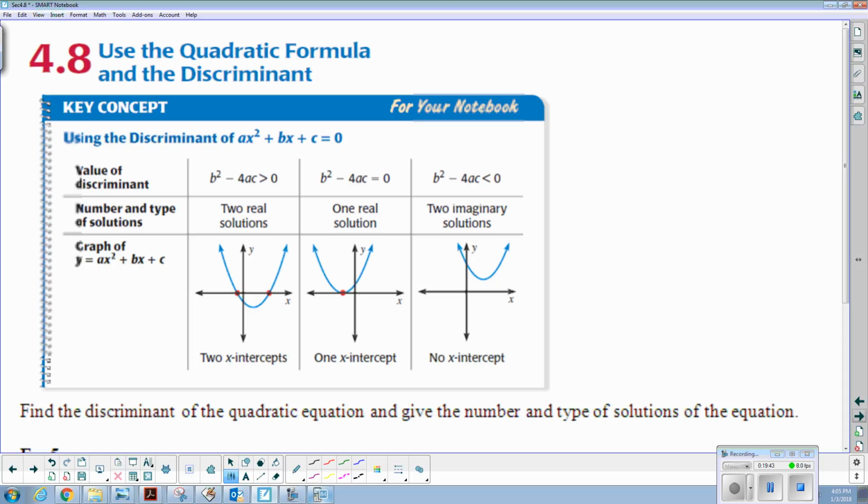Okay, the second part is using the discriminant. So the discriminant, again, is b squared minus 4ac. So here's your discriminant. You have three options. It's either equal to 0, it's greater than 0, or it's less than 0. And we're going to use the discriminant to tell us how many and what kind of solutions we have.